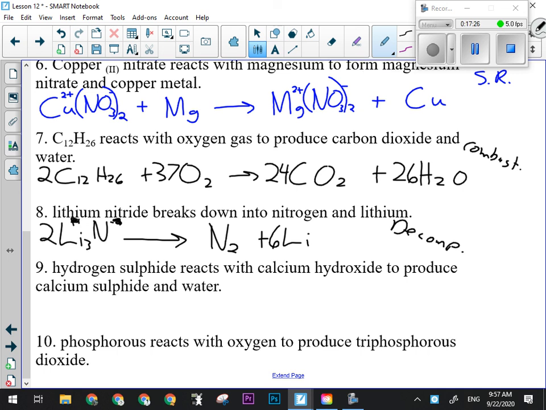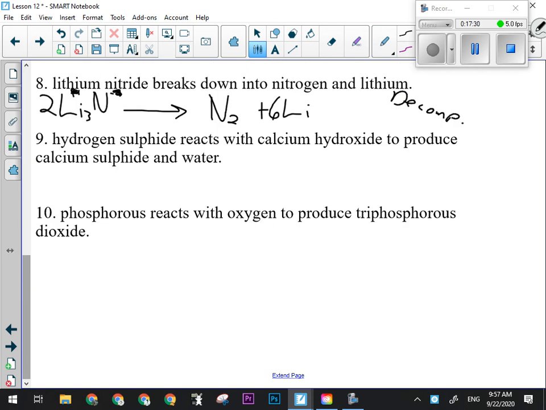Okay, how many people are done number 9? Okay, so look at that one too. So for number 9, I have hydrogen sulfide. So H with S. This is a +1 and this is a -2. So when I drop and swap, that's H2S.